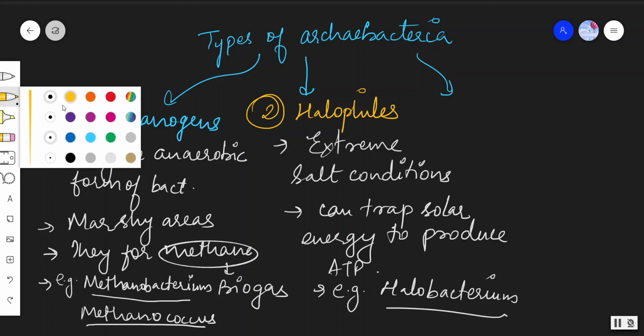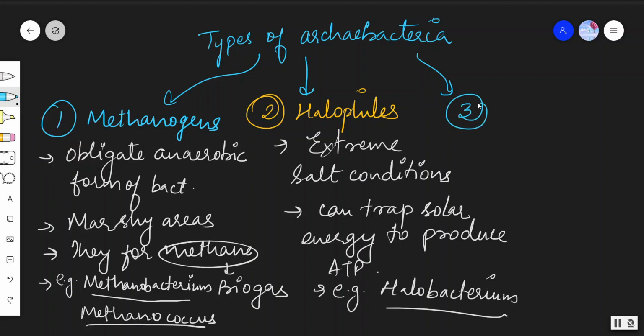Okay, let's take the last but not the least. Third one is thermoacidophiles.